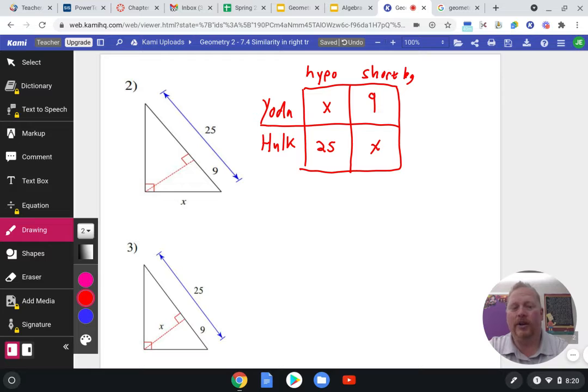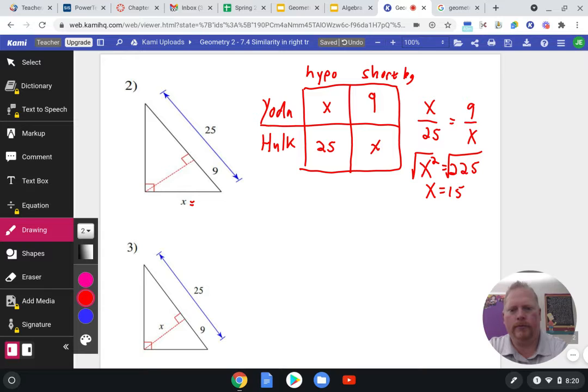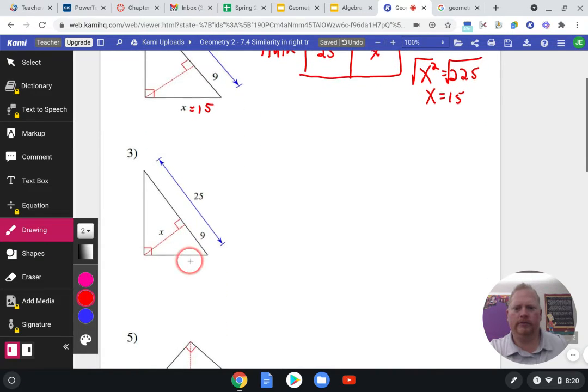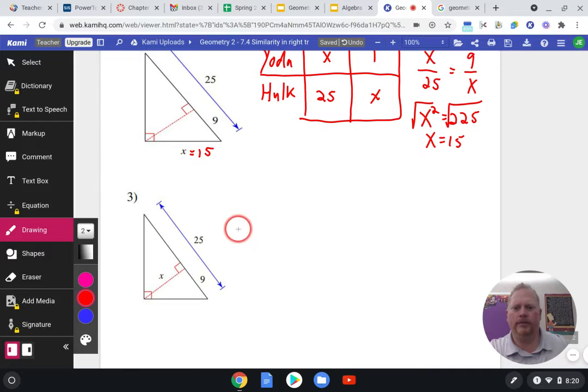So then I'm going to take this little chart, I'm going to turn it directly into a proportion. So x over 25 equals 9 over x. Cross multiply, I get x squared equals, what is that, 225. Take the square root of both sides. I get x equals 15. Okay? So let's go ahead and take a look at another example. Okay, same numbers, they're just asking us to solve for something different.